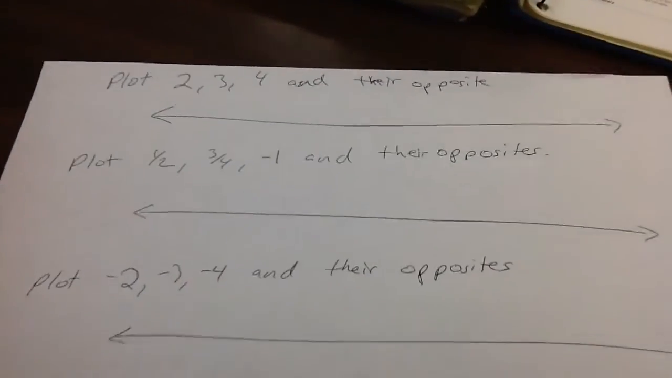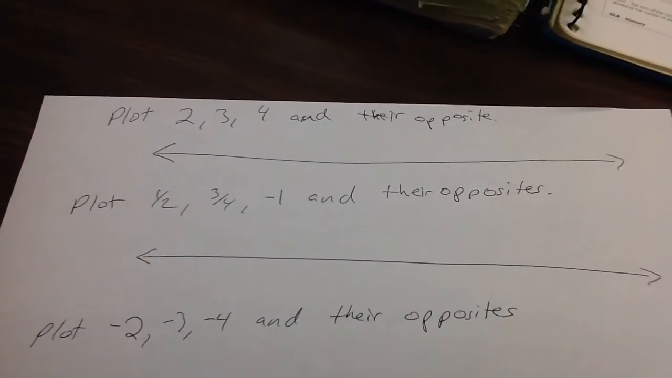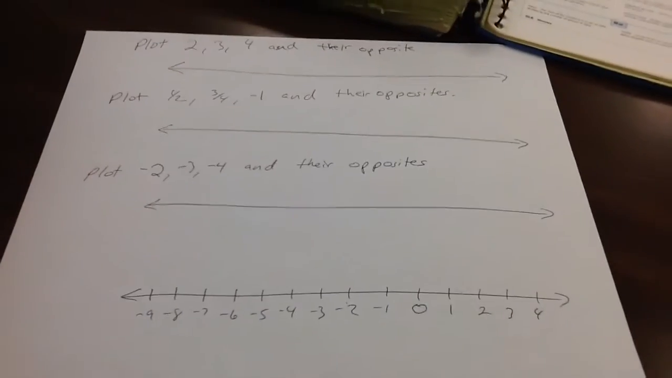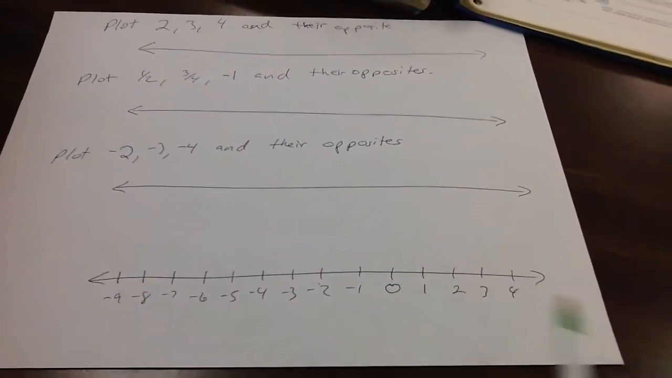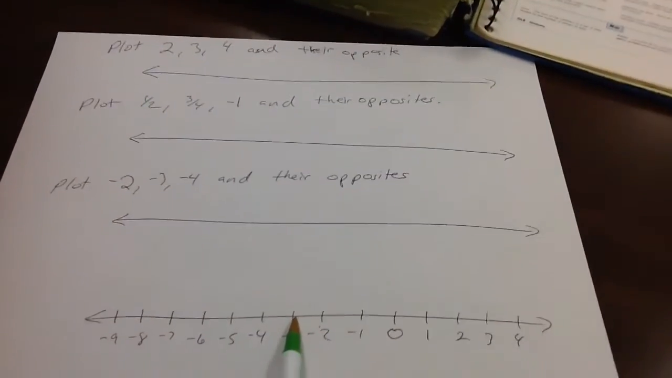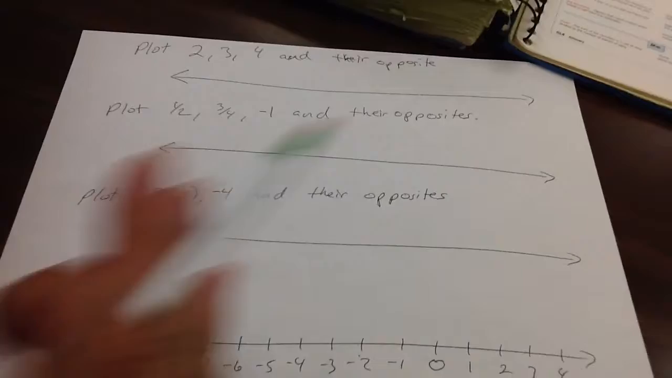Today we're going to talk about plotting numbers on the number line and their opposites. We're going to start down here. Some of us have the notion that zero has to be in the middle of the number line. Don't get that notion. Sometimes zero is not even on the number line at all. It depends on what numbers we're plotting.